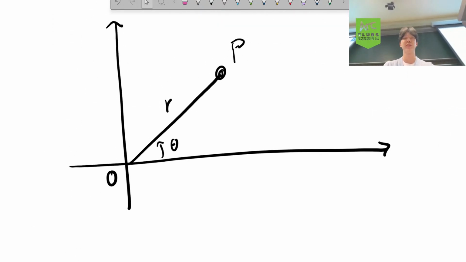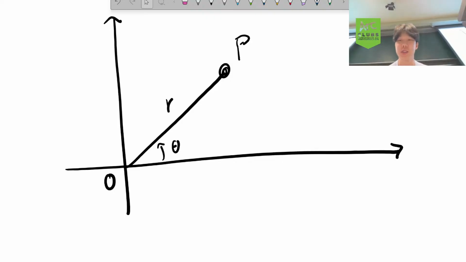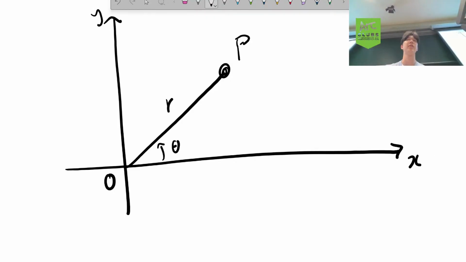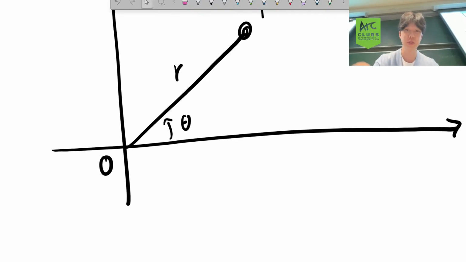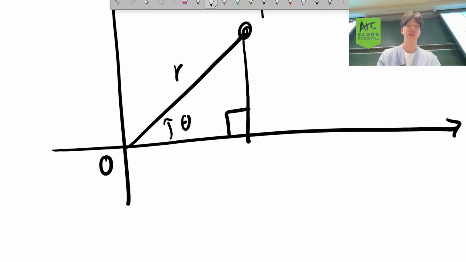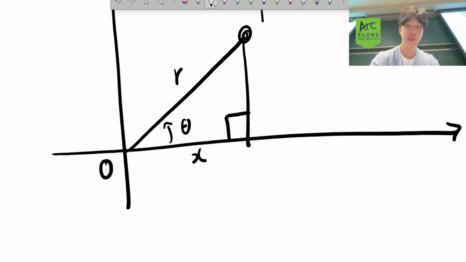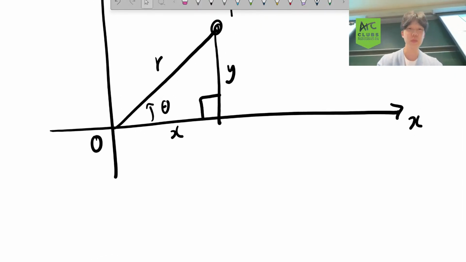But what if I want to turn this back into x and y, right? Because we're on a Cartesian plane. I want it in terms of x and y. Well, what we can do is create a right angle triangle like this. So let's imagine I just label this x and y. I know that I have my triangle here.